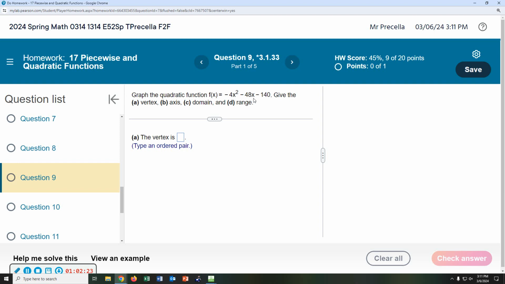Once again, I'm not sure that this is actually helpful. Maybe we should have gone directly to this example. We want to graph the quadratic function f of x equals negative 4x squared minus 48x minus 140. So this is number 9. I think we're starting off with about the messiest graph. That's why we chose this as the first one.